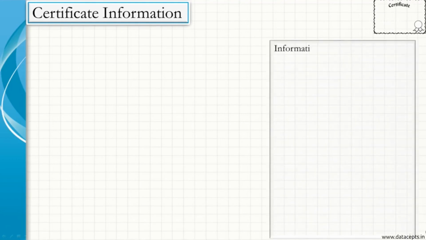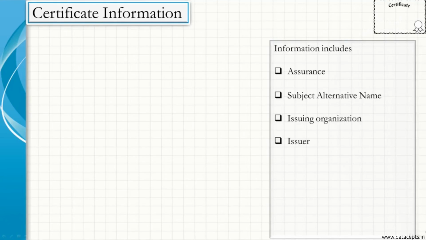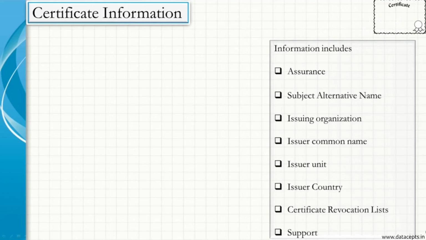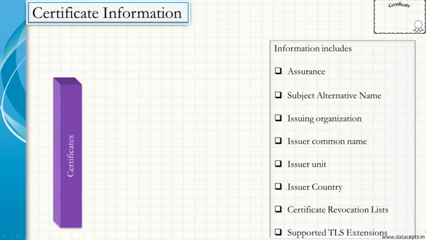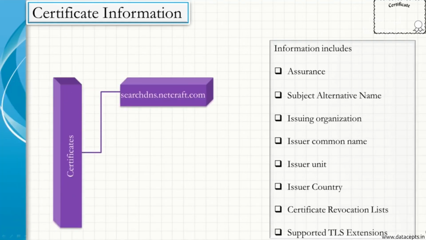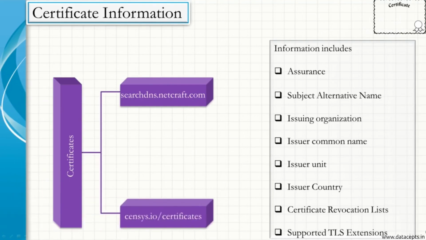Certificate information includes assurance, subject alternative name, issuing organization, issuer common name, issuer unit, issuer country, certificate revocation list, and supported TLS extensions. And the tools that will be covered here include searchdns.netcraft.com and census.io. Let's have a demonstration of each one of them one by one.